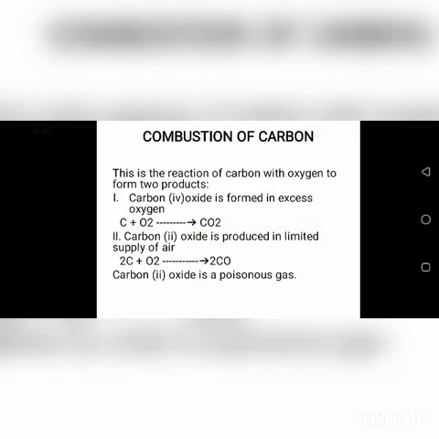So let us look at the reactions of carbon, starting with combustion. Carbon reacts with oxygen to form two gases. If excess oxygen is used, it will form carbon dioxide. If limited oxygen is used, it will form carbon monoxide. And carbon monoxide is more poisonous than carbon dioxide.